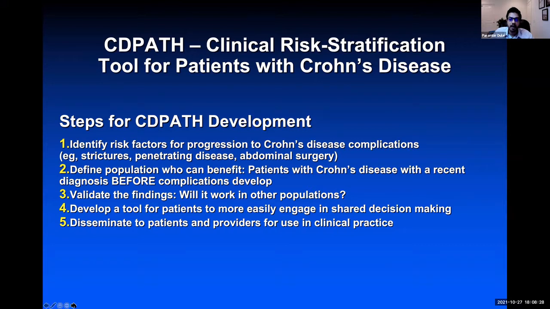called CDPATH, which allows for clinical risk stratification for Crohn's disease complications. And this tool was developed with 5 simple steps. The goal was to identify risk factors for progression to a complication in the first 3 years of the diagnosis. Then to define the population that would most benefit, which was before a complication developed, and validate it in other populations. For this study, they did both adult and pediatric, developed a simple, easy to use decision support tool that could engage in the shared decision-making process, and then disseminated it in practice for use.